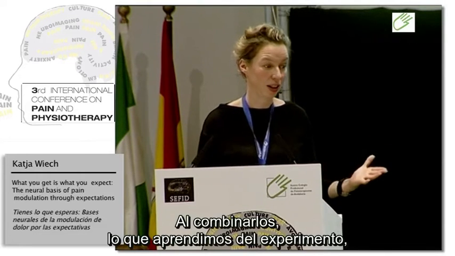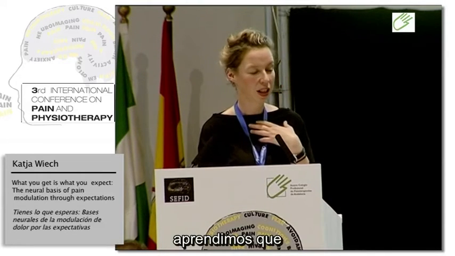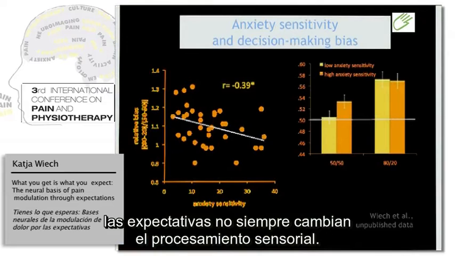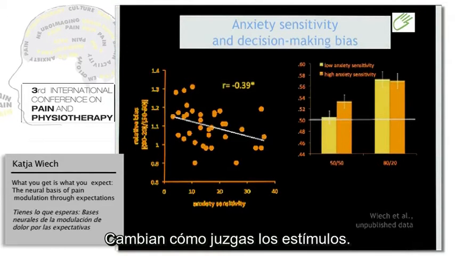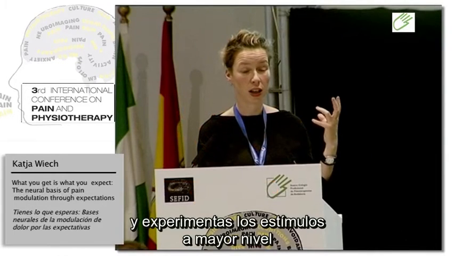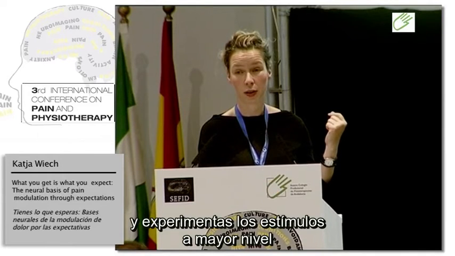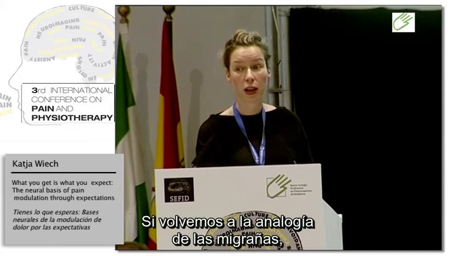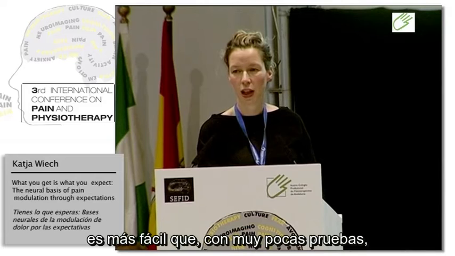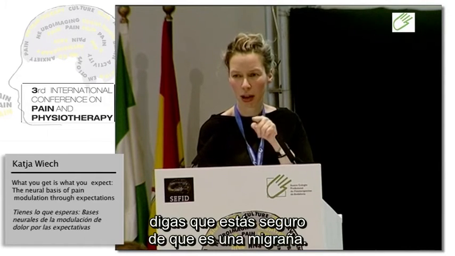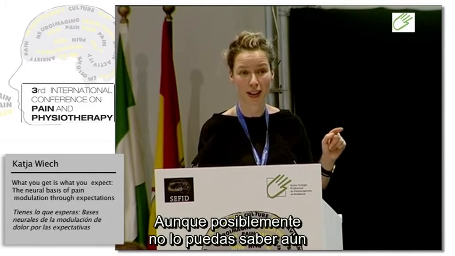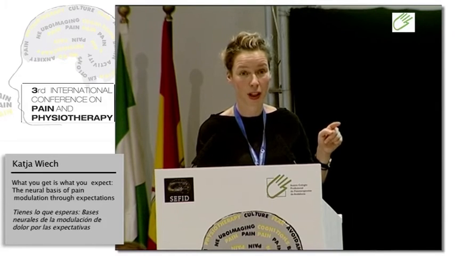So taken together, what we learned from this experiment is that it doesn't necessarily shift sensory processing when you have prior expectations. It changes the way you judge stimuli. It changes the way on a higher level, you perceive and experience these stimuli, and the way you classify them. So if you go back to the migraine analogy, it's much more likely that you say, with very little evidence, that is a migraine attack. I'm absolutely sure that is a migraine attack, even though you might not even be able to say that yet because you don't have all the evidence. Okay?